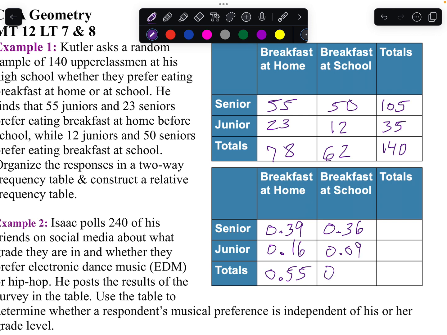And then we'll get 0.45, won't we, as our column total. Then if I do my row totals, I should get 1 here for the total because that's 100%. So 0.36 plus 0.39 gives me 0.75. So I should get 0.25 here, shouldn't I? And there are your totals.